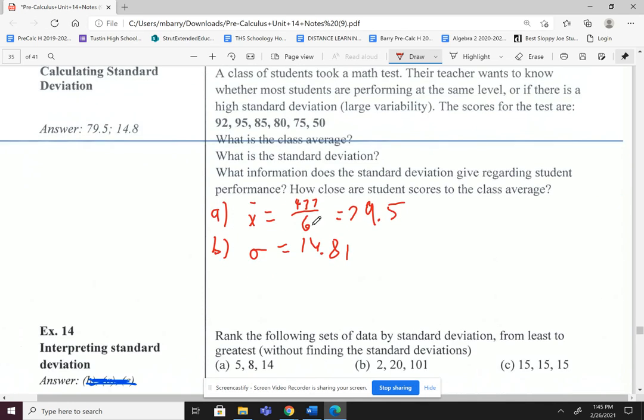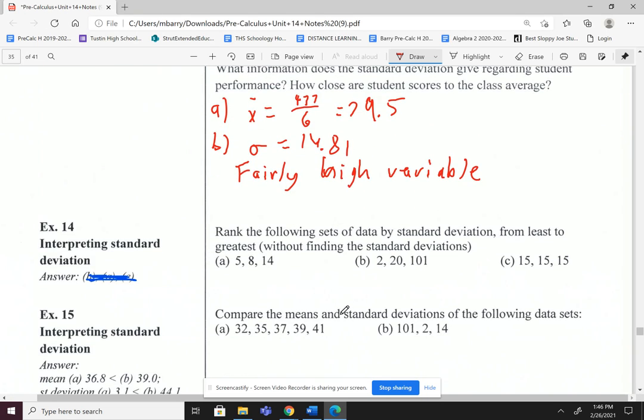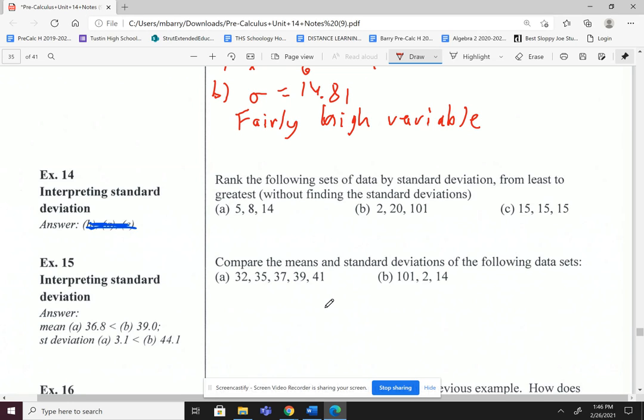What information does the standard deviation give regarding student performance? How close are the student scores to the class average? So on average, they're about 15% away from the class average. So I would say these are fairly spread out, fairly high variability, let's call it. The average student is about 15 points away from the average. So we have a lot that are above and a lot that are kind of way below.